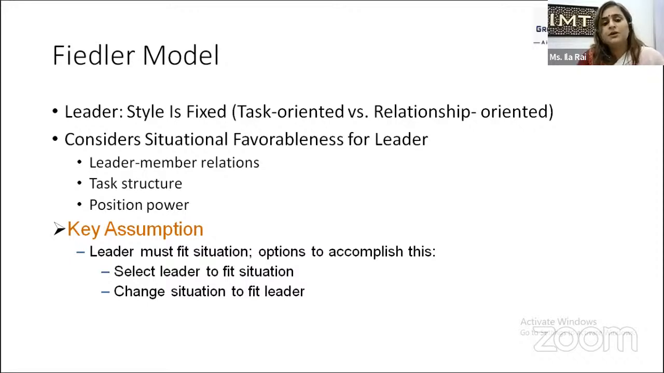It says that the leadership style is based on the relation between leaders and members, what the task structure is, and what the position power is. So there are a few key assumptions on which the Fiedler model is based. First, the basic key assumption is that in any situation, the leader must fit that situation. Leader must be able to adapt to that situation, and show the characteristics and strengths which are required in that situation. It can happen in two manners. Either you select a leader who fits the situation, or you change the situation to fit the leader. But the basic assumption is that the leader must fit the situation.